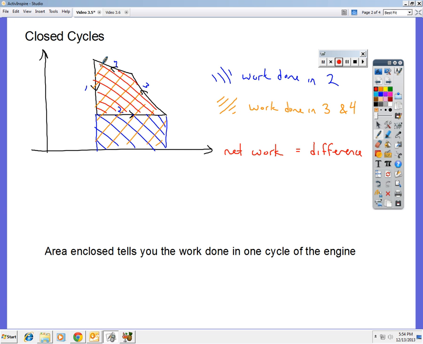And I've called it an engine because closed cycles are either refrigerators or heat engines. And I'll explain a little bit more about that in class. But the work done is the area enclosed in one cycle. You need to know that.